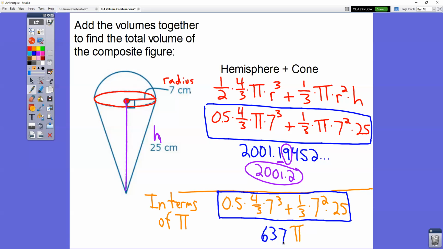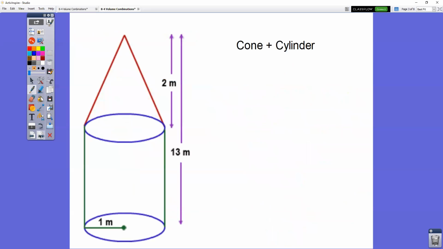I did not round that answer. Remember, you don't round the answers that are in terms of pi. This is exactly what I got on the calculator. In Class Kick, remember that you would type in 637 and then write the word pi at the end, no spaces in between the 7 and the p. I know it's a lot to type in the calculator all at once, but that's how you do these questions. Take a look at the next one.